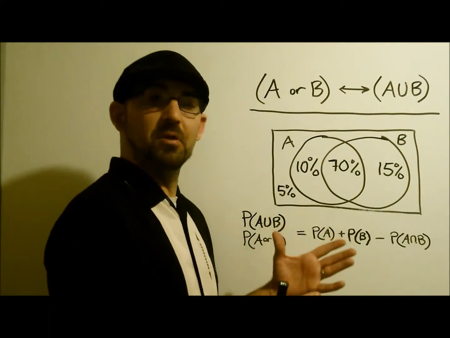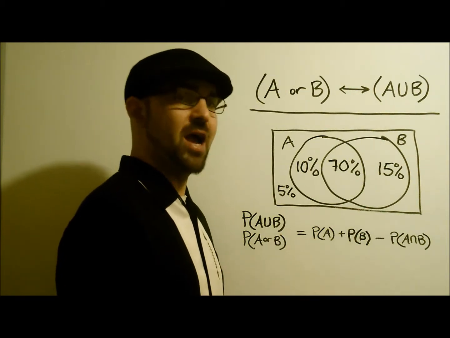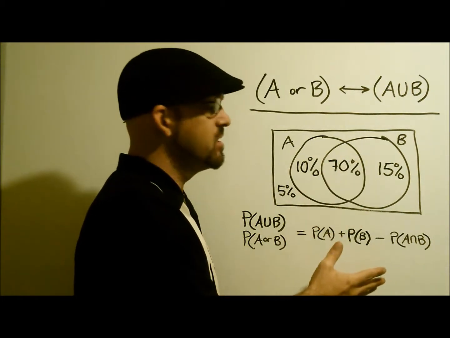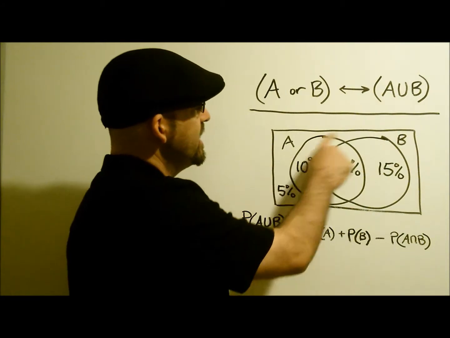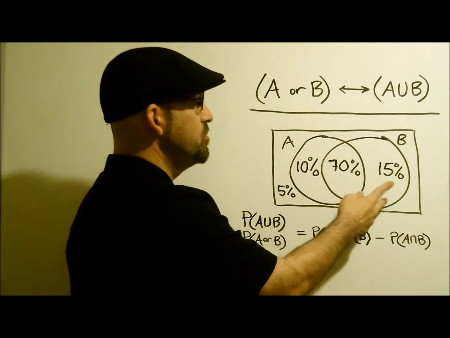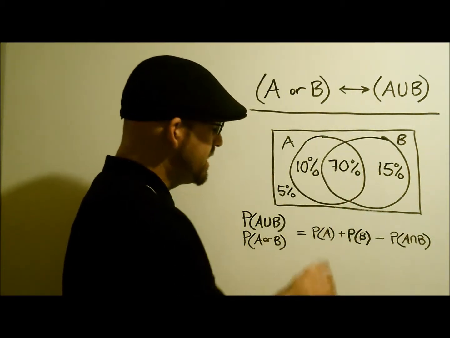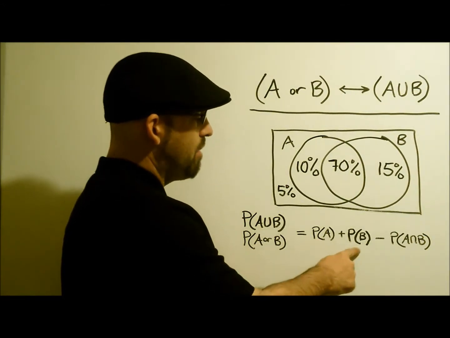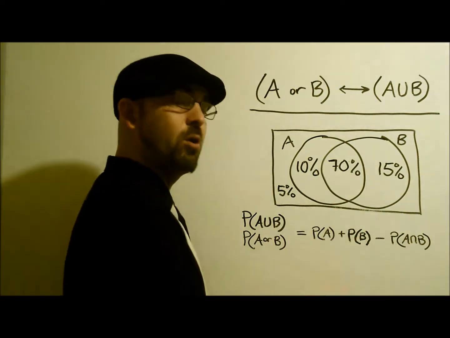Working with probabilities, the word or is different than and. Remember, and was a little surfboard piece in the middle, the intersection. Or, well, this is the entire thing right here, all of A and B. You can choose either or. But how do we find the probability of that? Well, it's denoted by this formula right here: the probability of A plus the probability of B minus the intersection right here. We don't want to count it twice.